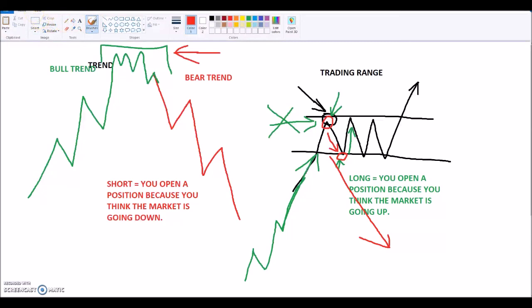Let me get rid of some of this stuff because it's a lot. It's like a lot of arrows everywhere. I'll leave that there. So here's a trading range. It can go up and down, and then it could break out. It could either break out this way or it could break out that way. Remember, I told you, it depends. But there's a higher chance that the market could break out upwards.